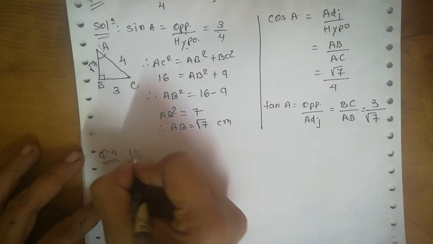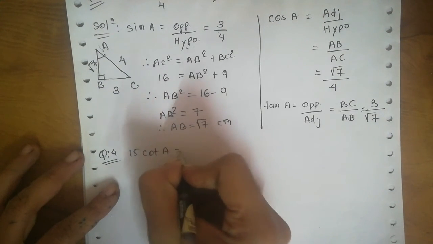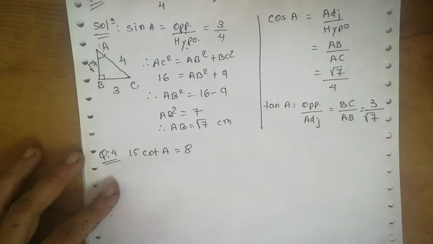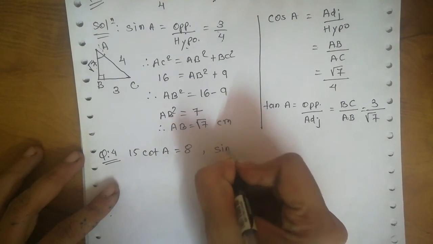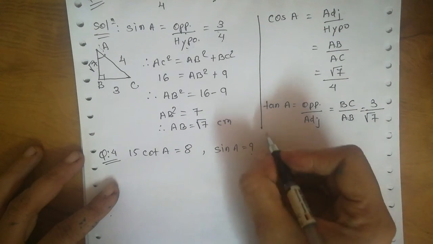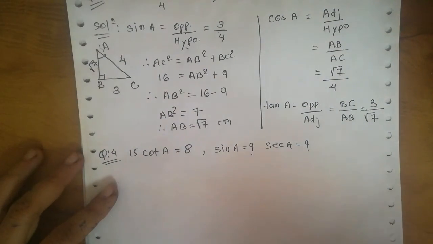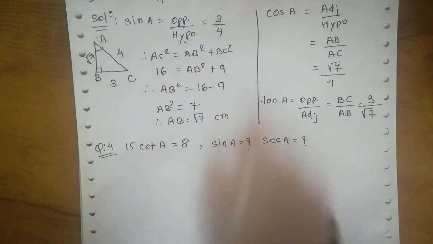Given that 15 cot A is equal to 8, we wish to find the sine A function. The trigonometric sine A is what? And sec A. These are the other two trigonometric ratios we need to find.